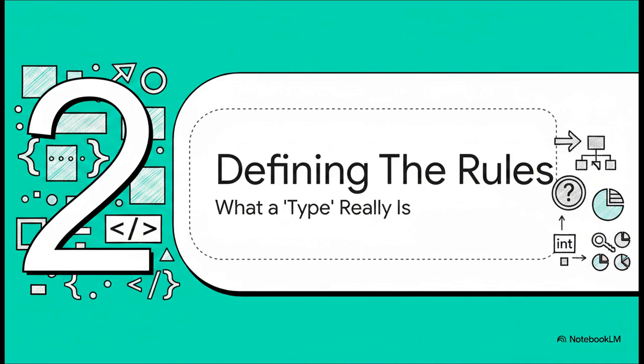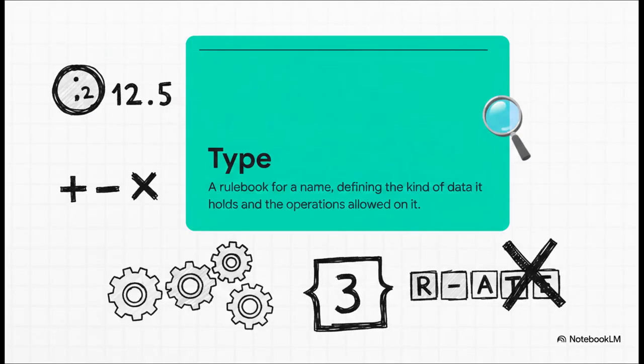So what's the deal with a type? What is it really, and why is it so important? Honestly, the best way to think about a type is as a rule book for that specific piece of data. So if you declare rate as a floating point number, its rulebook says, okay, I can hold decimals and you can use me in multiplication. But that same rulebook says, no way, you can't ask me what my third letter is. That makes no sense. The type literally defines what's possible and what's not.